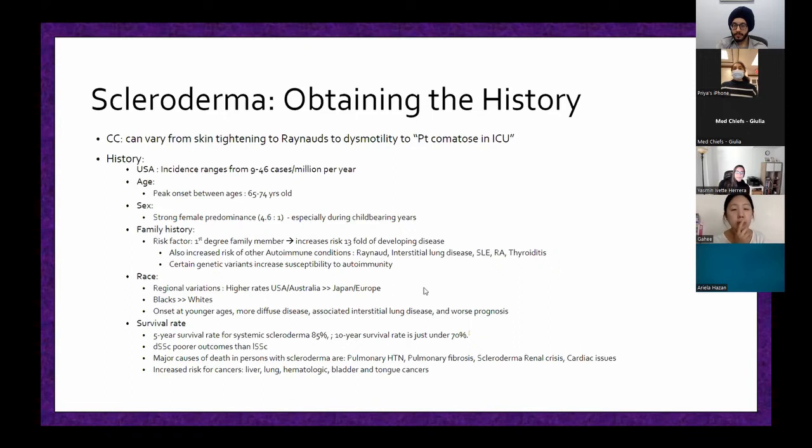Diffuse scleroderma, however, does have a poorer outcome than limited scleroderma. And the major causes of death in persons with scleroderma are pulmonary involvement, in particular pulmonary hypertension and fibrosis, scleroderma renal crisis, which is pretty rapid onset and acute in terms of mortality, and cardiac issues. So these are the kinds of things you want to screen for long-term in your patients from visit to visit. And then, of course, the association with cancers is important. In particular, liver, lung, hematologic, bladder, and tongue cancers are the most commonly reported.